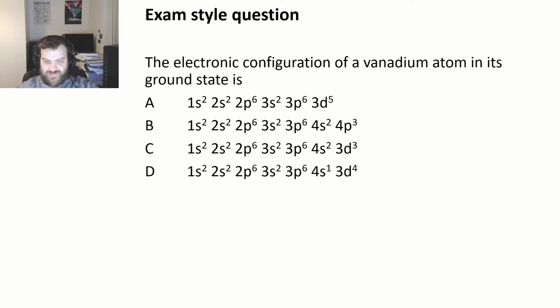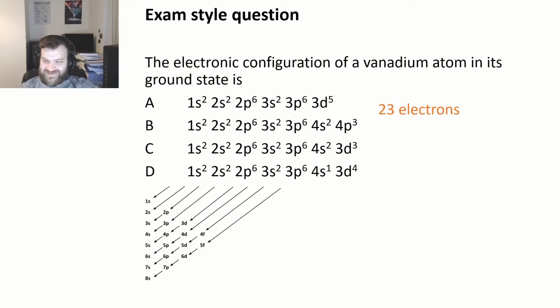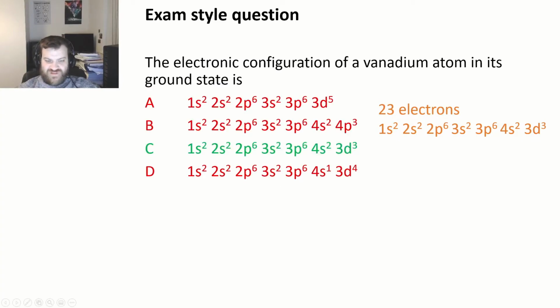Types of questions that we could be asked about. Here we just want to know the electronic configuration of vanadium. Vanadium has 23 electrons, and when we start putting them into our orbitals in the correct order, we'll get 1s2, 2s2, 2p6, 3s2, 3p6, 4s2, 3d3, and that matches our answer of C.